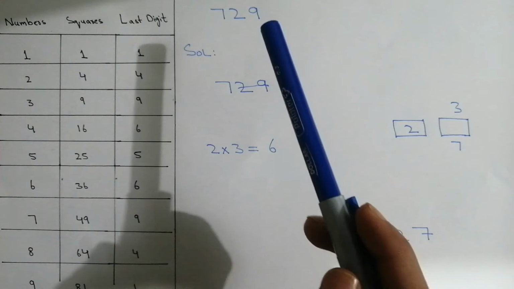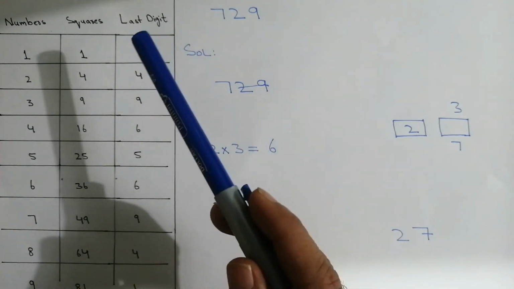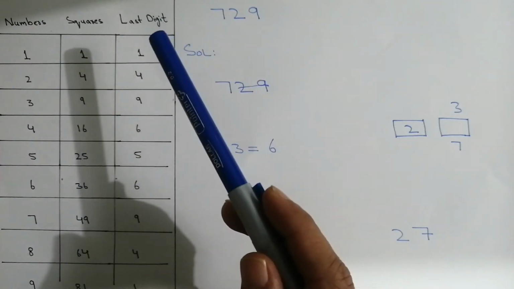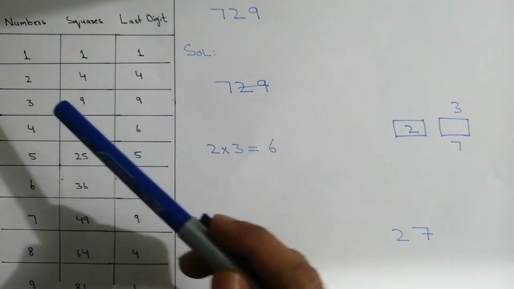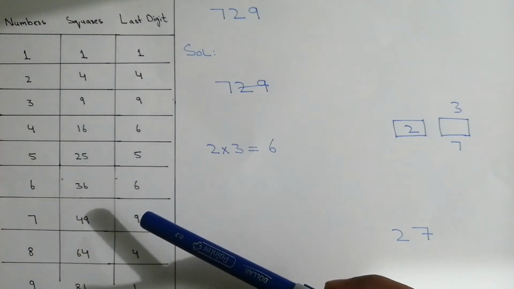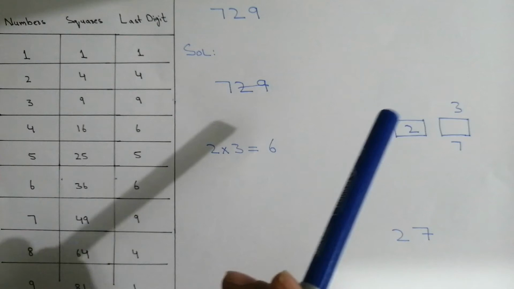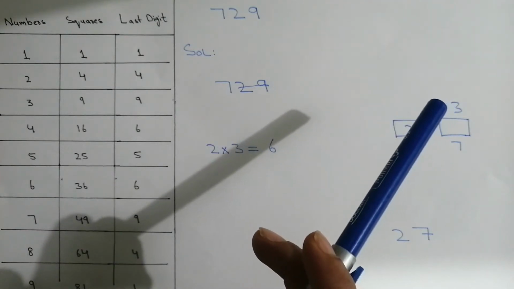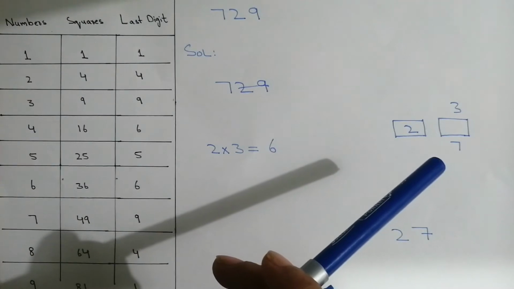In the first step we will take the last digit, that is 9. We will search for that last digit in the column of last digits. Here we have 9, so 9 comes under 3, and here we also have 9, so 9 comes under 7. So the second digit of our answer will be either 3 or 7.